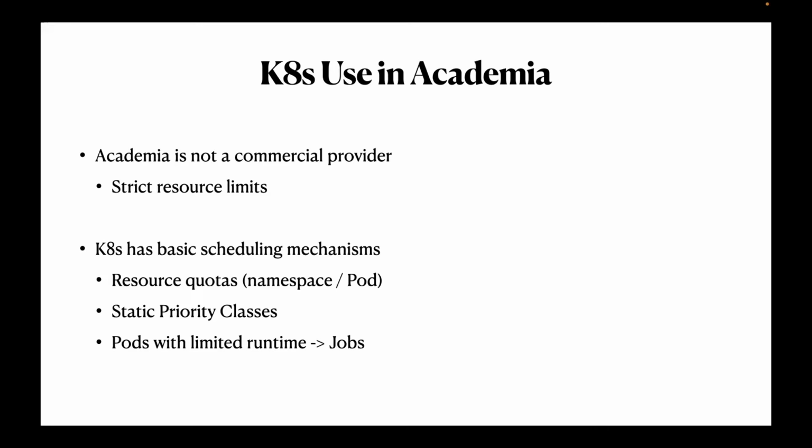Secondly, Kubernetes has static priority classes, where basically a higher priority pod evicts a lower priority pod if needed. And thirdly, Kubernetes has an object type called job that is roughly similar to batch jobs in terms of that it must end sometime in the future.